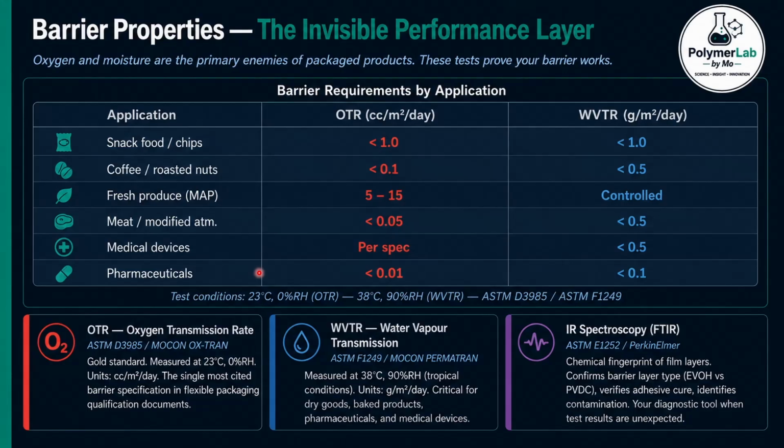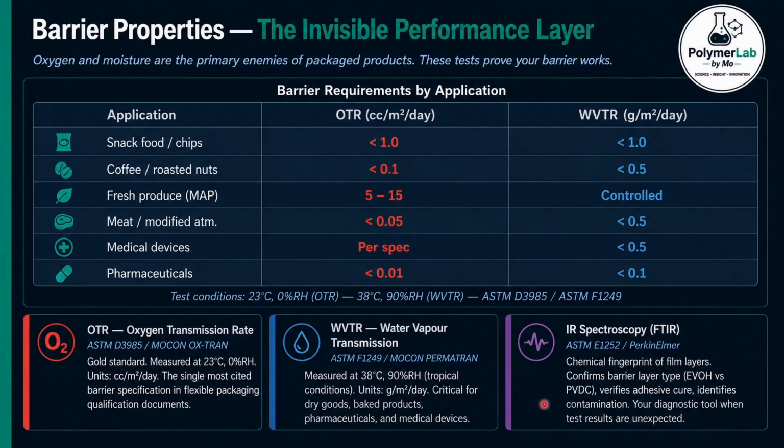Fresh produce in modified atmosphere packaging is the most complex barrier case. The OTR must be matched to the respiration rate of the product, the amount of oxygen the produce consumes per square meter per day. If the OTR is too low, CO2 builds up inside the package and the produce suffocates. If it's too high, the modified atmosphere packaging benefit is lost. The specification is a range, not just a maximum. Both directions can cause product failure.